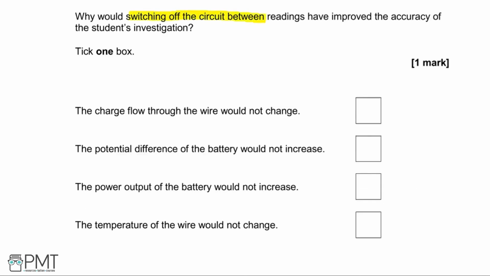Why would switching off the circuit between readings have improved the accuracy of the student's investigation? Tick 1 box. This is a 1-mark question, we just need to select one of the answers. So in this experiment, we are calculating how the resistance of our wire changes according to how we change length. So that means we have 2 of these variables, the independent variable and the dependent variable. Along with this, we also have control variables. These are things that we need to keep the same in order for us to be able to fully see how length affects resistance. So one of these is the temperature of the wire.